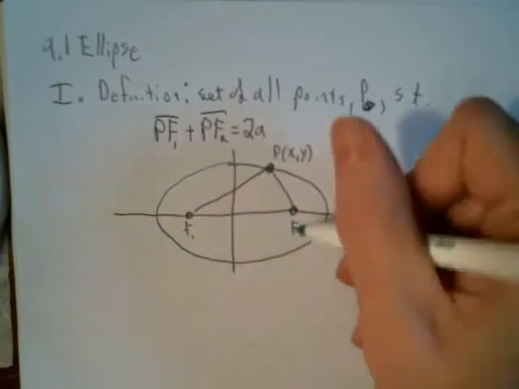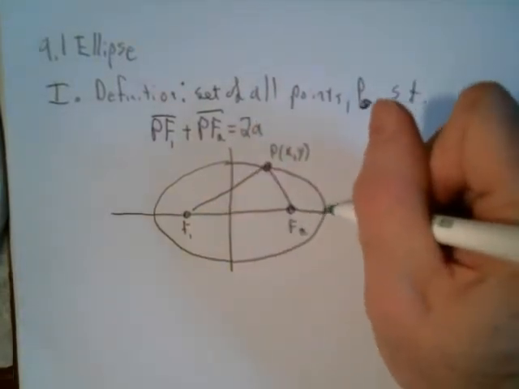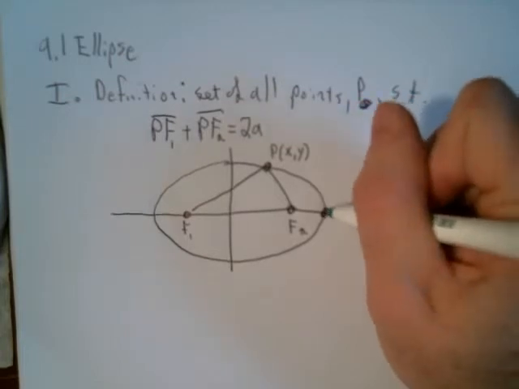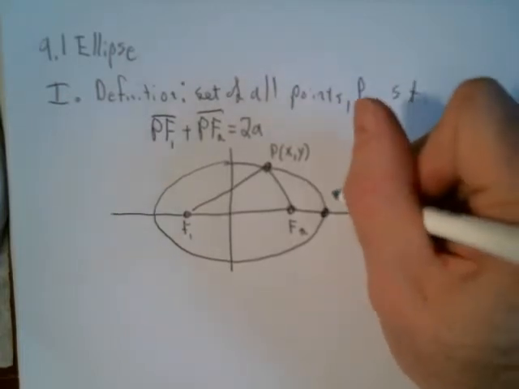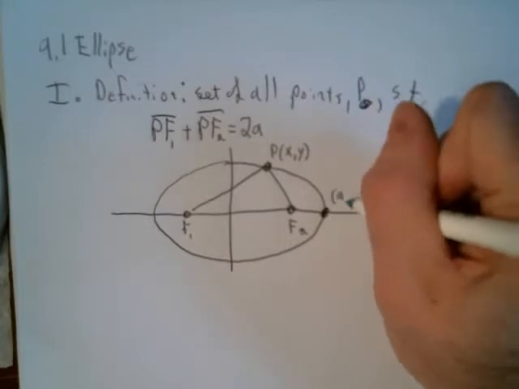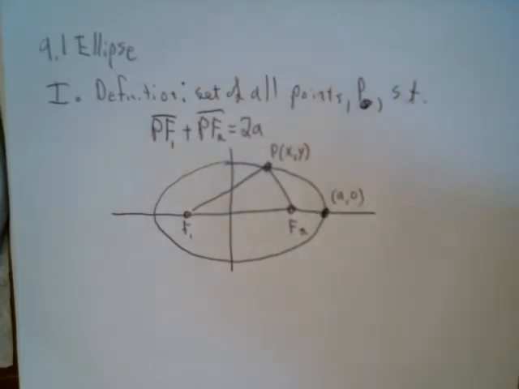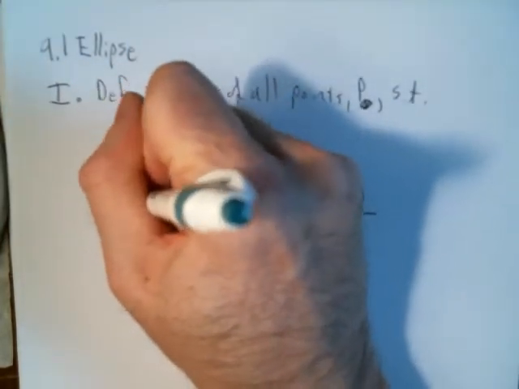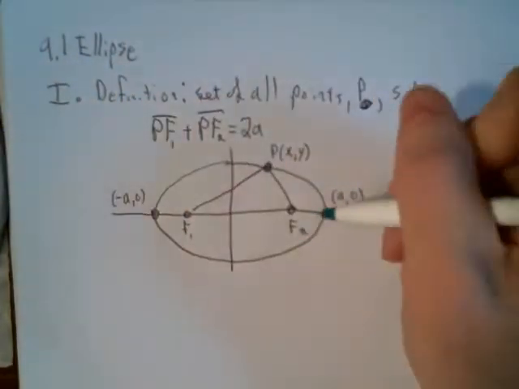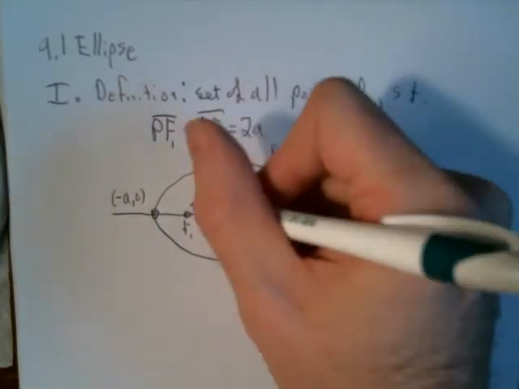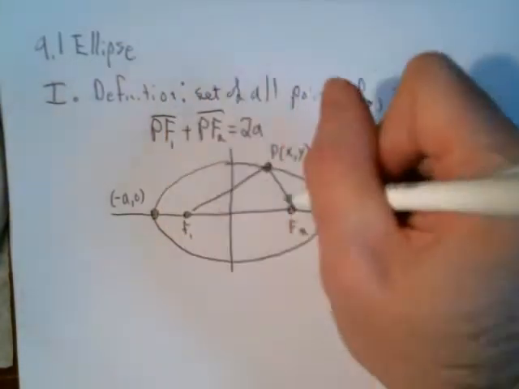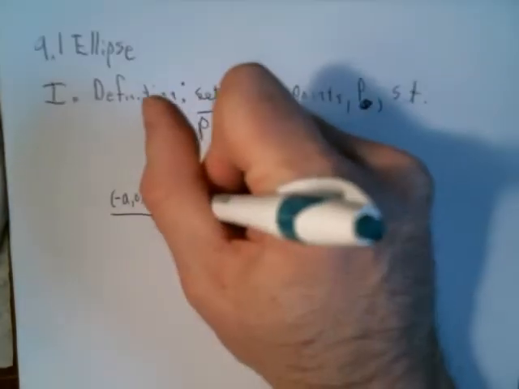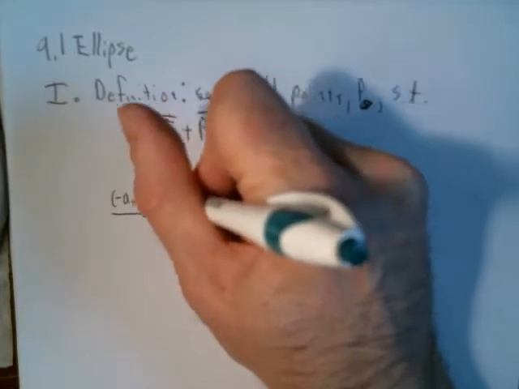So what is a? Well, a is going to be the distance from the center to the vertex of the ellipse. So we're going to call this point the vertex. And traditionally, it's given the coordinate a comma 0. On the other end, this vertex will be at the point negative a comma 0. And then the foci are given coordinates with the letter c. So this point here is c comma 0, and this point here is negative c comma 0.